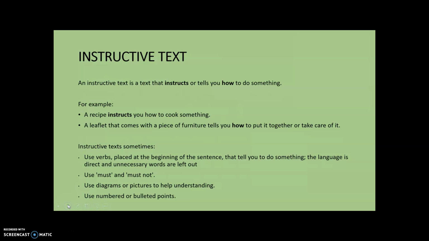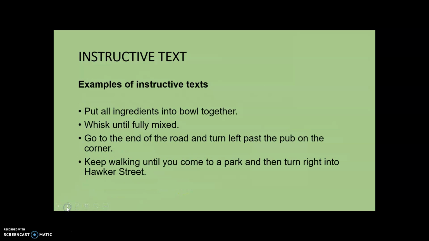Instructive text sometimes uses verbs placed at the beginning of the sentence that tell you to do something. The language is direct and unnecessary words are left out. You use must and must not. It sometimes uses diagrams and pictures to help with understanding, and often you will see bullet points.